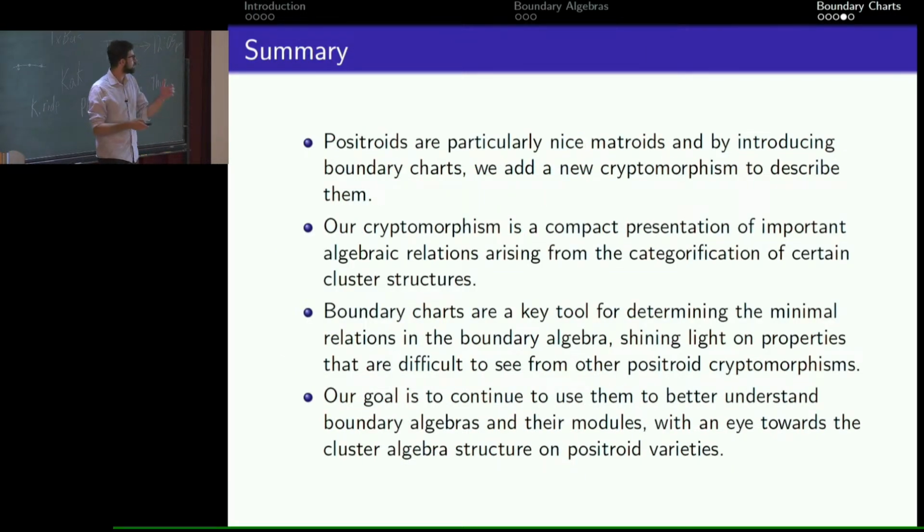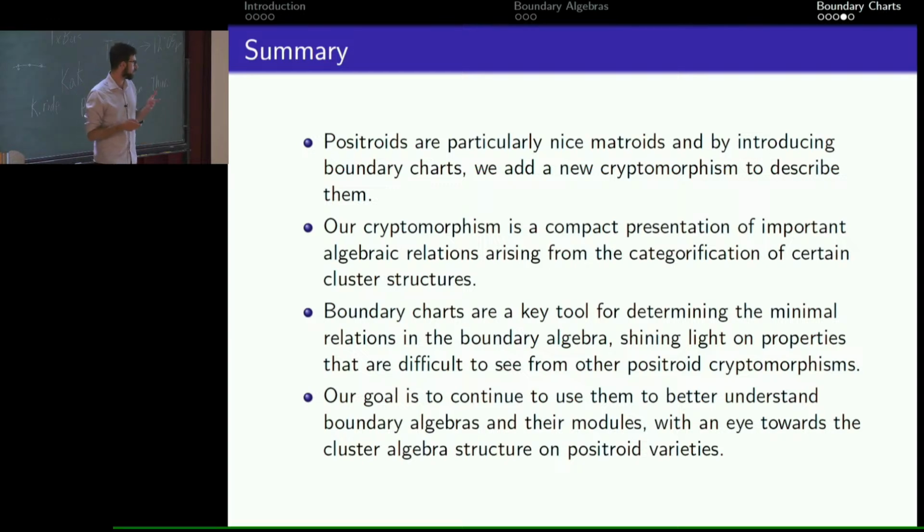So in summary, what's the takeaway here? Positroids are nice matroids, and one easy takeaway is that we have a new cryptomorphism. We have a new combinatorial way to think about positroids. Not only that, but our cryptomorphism is not just out of the blue. It gives us a compact presentation of important algebraic relations from certain categorifications that people are interested in.